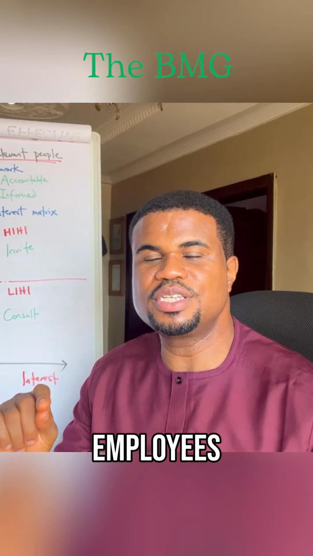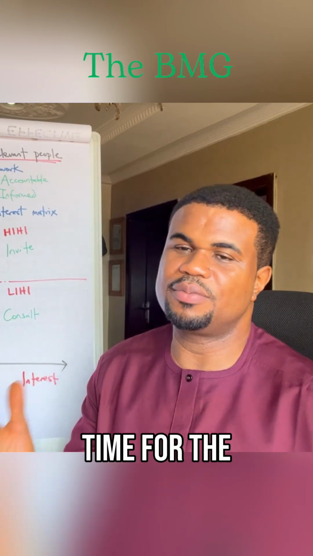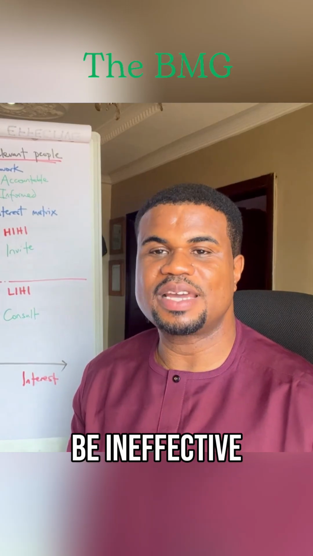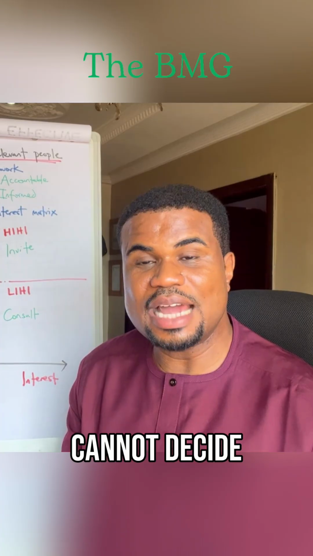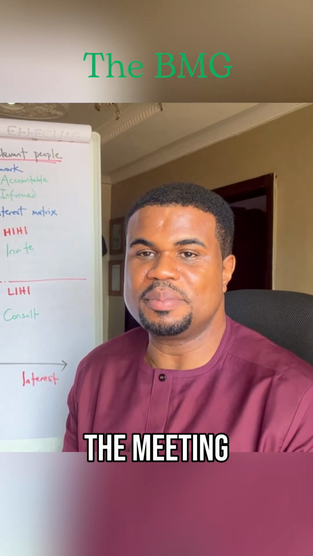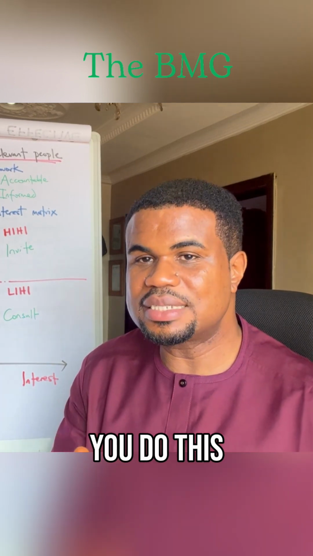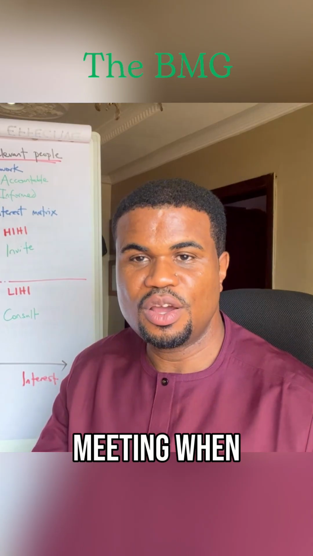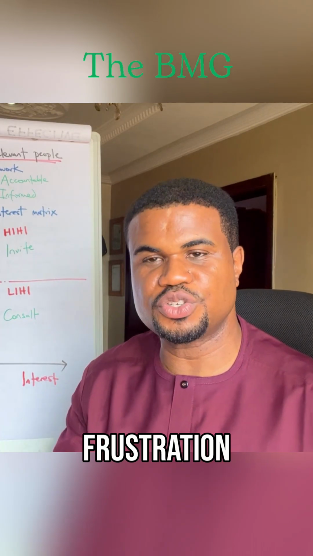Many times, employees complain that they meet on a particular matter, and the boss tells them they don't have time for the meeting, they should go ahead and have the meeting. And the problem with that meeting is that the meeting will be ineffective, because whatever they discuss in that meeting, they cannot decide. And they cannot decide because the decision-making authority, which is you, is absent from that meeting. And because the decision maker is absent from the meeting, all your people can do is discuss and suggest, but there will be no decision. And if you do this quite frequently in your business, your people will disengage, because they will be like, what is the purpose of the meeting when most of the things we discuss, no decision is made and there's no direction? So that's where the frustration creeps in.